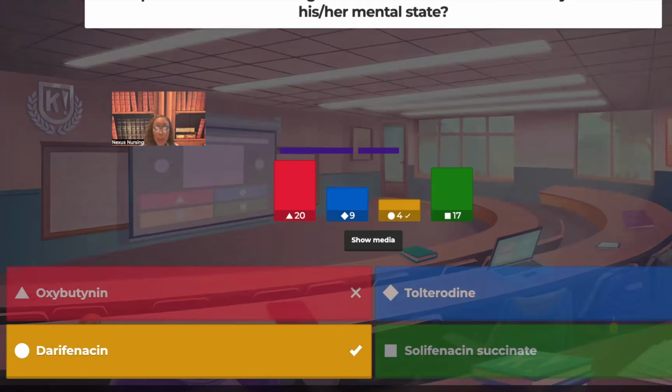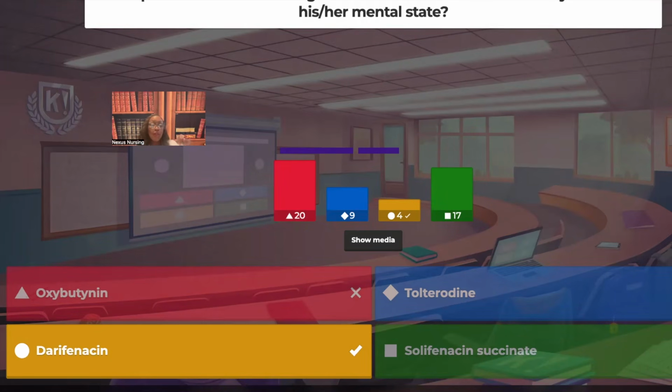Wow, only four of you guys chose the right answer. Guys, you guys need to know this. So darifenacin, this is a newer anticholinergic agent. You guys know I teach about the anticholinergics all the time. Adverse reactions: can't see, can't spit, can't pee, can't poop. Urinary retention. Can't spit, xerostomia, dry mouth. Can't see, blurred vision, and constipation, right?